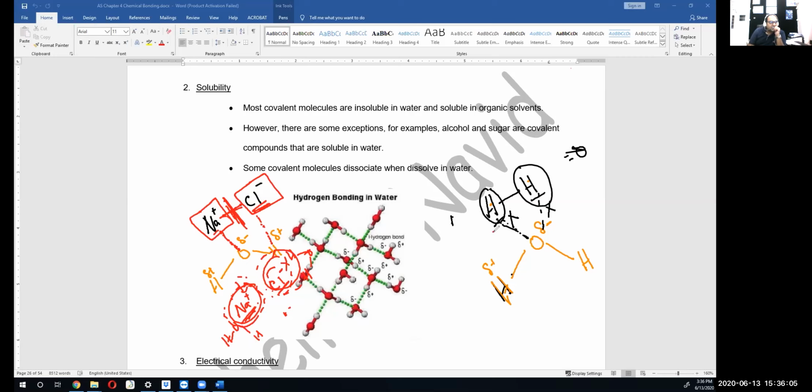On the other hand, covalent compounds do not have any charges. So they are not attracted to the water molecules. They cannot form hydrogen bonding. And as a result, they don't dissolve in water.